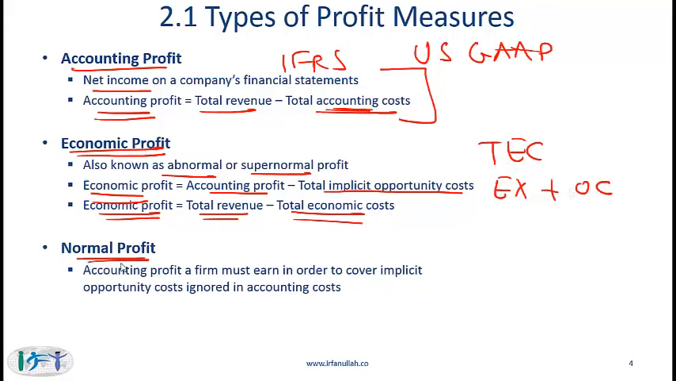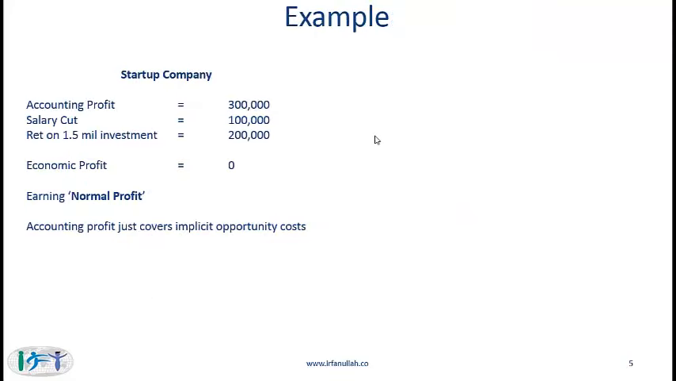You also need to know this definition, the definition of normal profit. Normal profit is the accounting profit a firm must earn in order to cover implicit opportunity costs which are ignored in the accounting costs. Let us understand these concepts through a couple of examples. We'll first take a startup company, and let's say that you are running this company. You generate an accounting profit of 300,000. This is based on your total revenue minus explicit accounting costs.